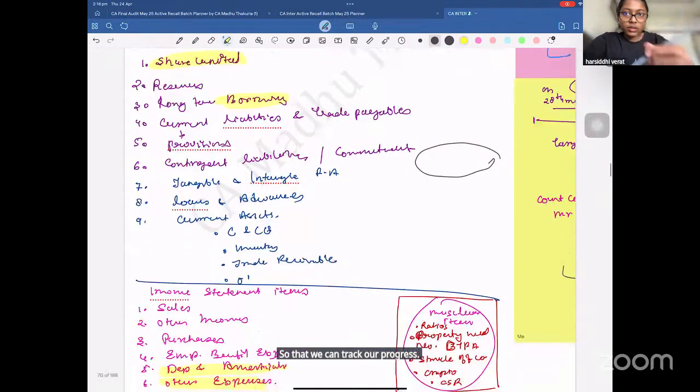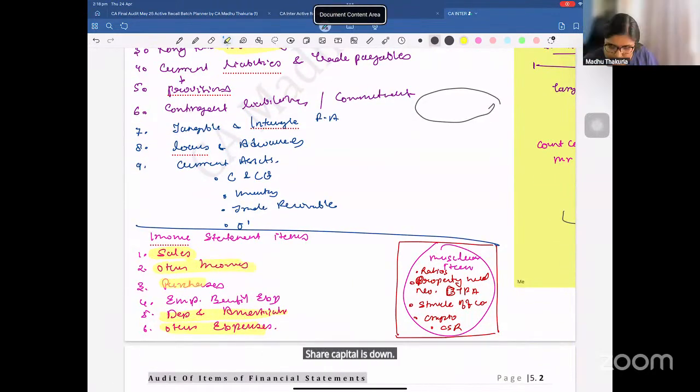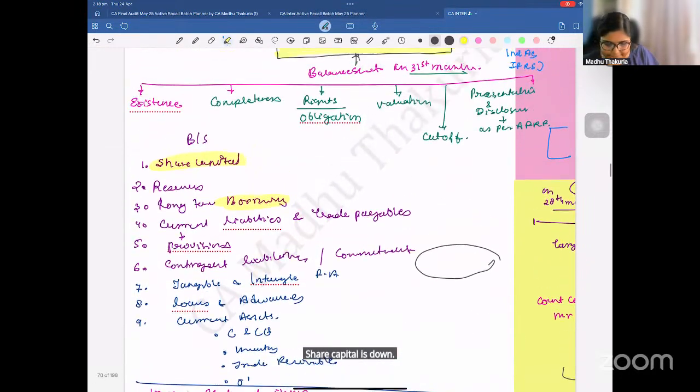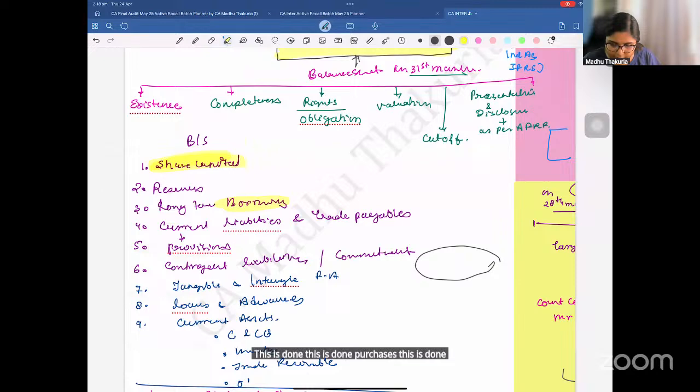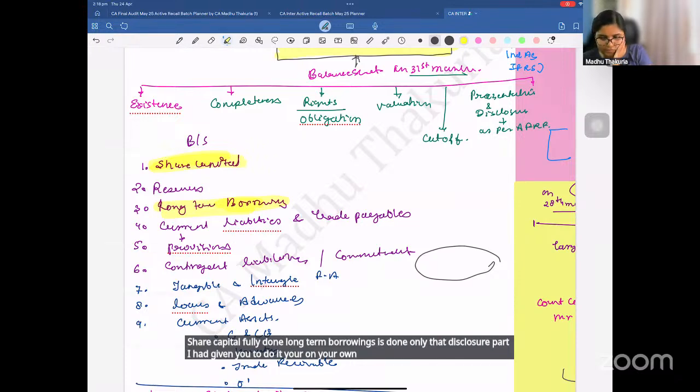Share capital is done. Purchases is done. Share capital fully done. Long term borrowings is done. Only that disclosure part I had given you to do on your own. Rest we didn't do any of this, right? So we have the current liabilities tomorrow.